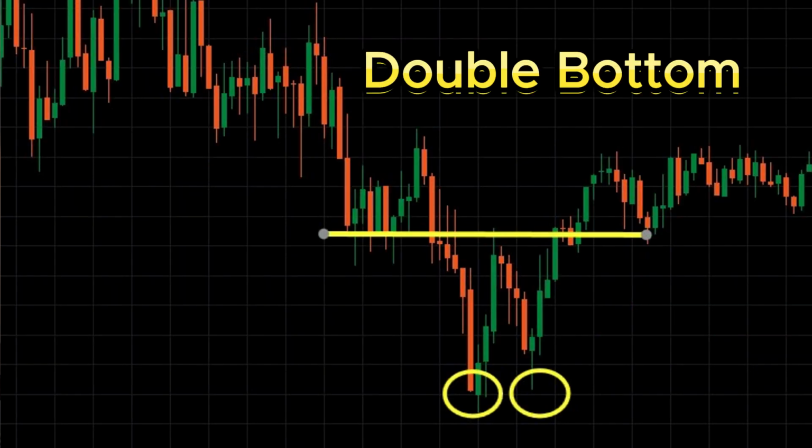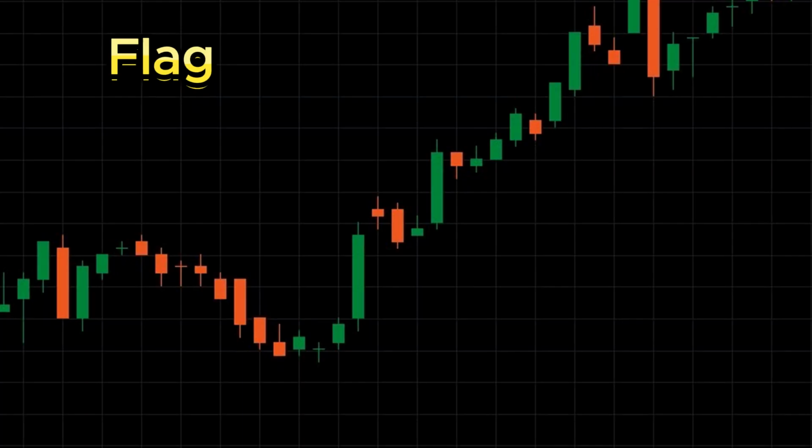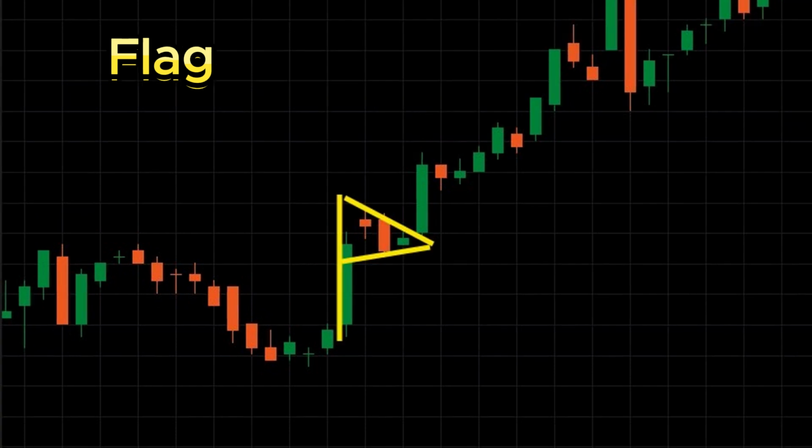Double bottom. Same idea, but reversed. 2 low points at the same level, showing price is likely to bounce upward. It often marks the end of a downtrend. Continuation patterns. Trend is likely to continue. Bullish flag. A long green candle, followed by a group of small candles that drift downward or sideways. It looks like a flag on a pole. After this pause, price usually continues upward, and here's the trick. The move is often the same size as the first big candle, the flagpole.